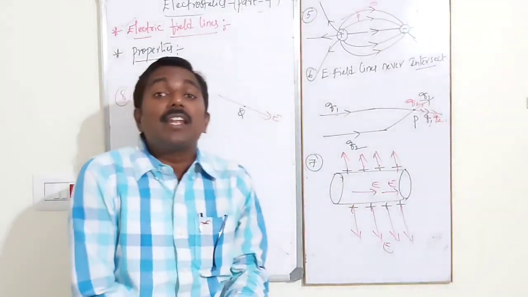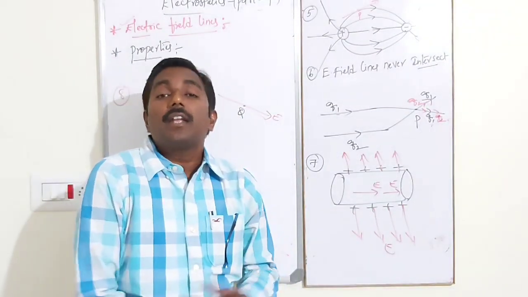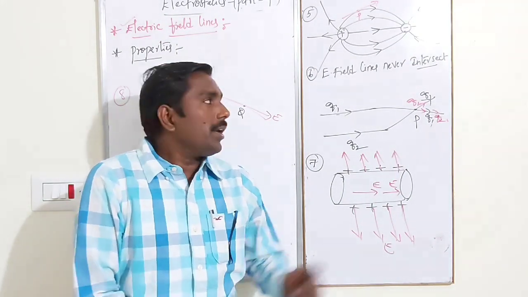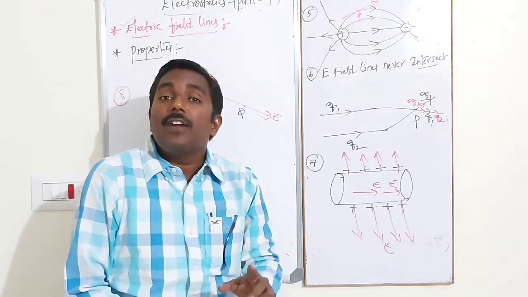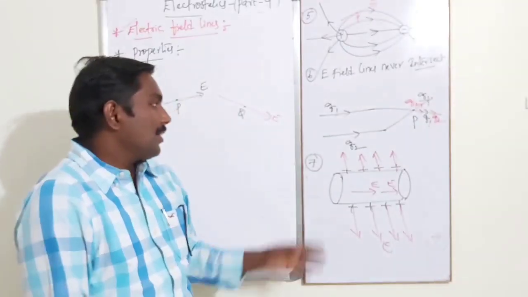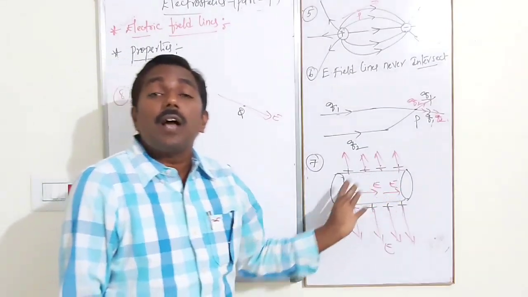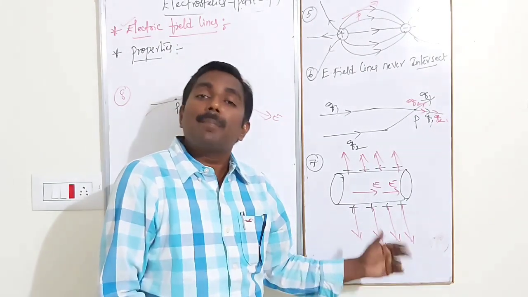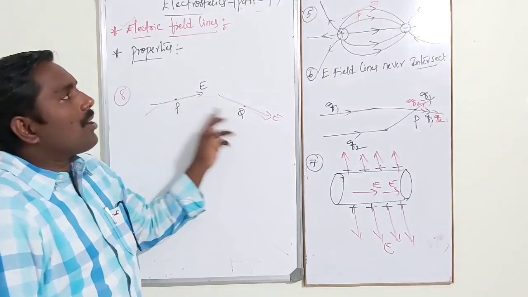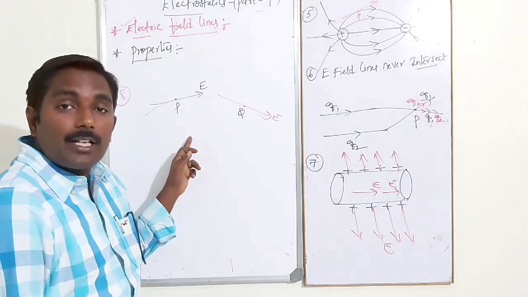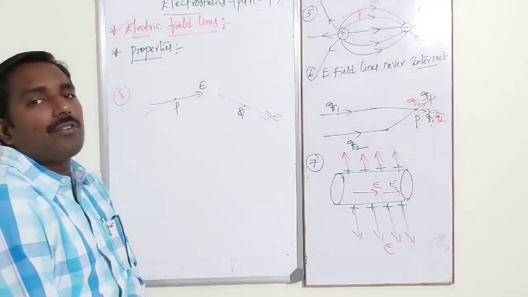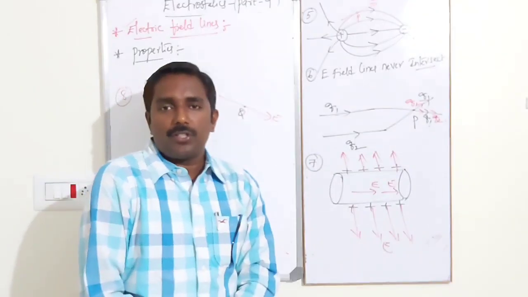Another one, electric field lines never intersect. Why? Because if two electric field lines intersect, the electric field would have two directions, which is impossible. Next, electric field lines are always normal or perpendicular to the charged conductor. Okay. Next, the last one. In the case of curved regions, a tangent line drawn at the point on the path indicates the direction of the electric field. Okay, students. Thank you.